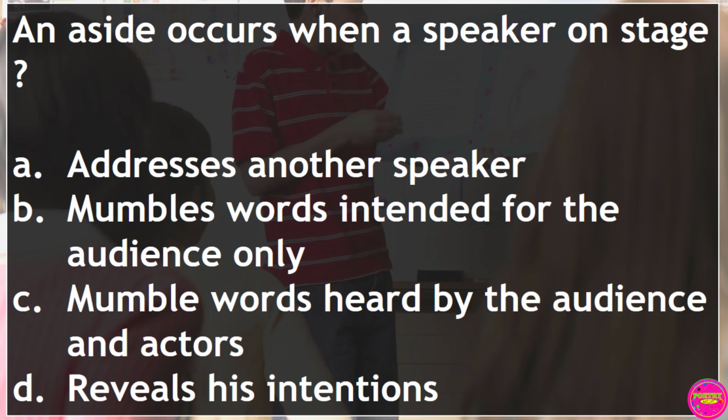An aside occurs when a speaker on stage A. addresses another speaker, B. mumbles words intended for the audience only, C. mumbles words heard by the audience and actors, D. reveals his intentions. The correct answer to this question is B. Mumbles words intended for the audience only.